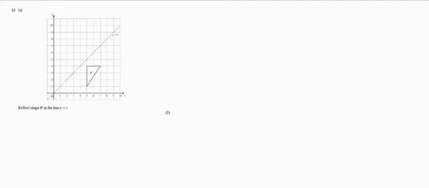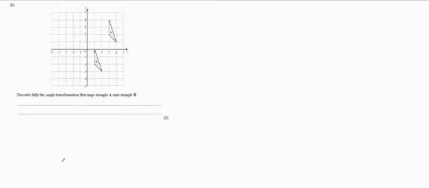This question says reflect shape P in the line y equal x. And he has drawn for me the line, which is this line. Now let's reflect it directly. Have one square from here, half square from here. Let's move half square from there and draw the first point. And do that for every point on the grid.